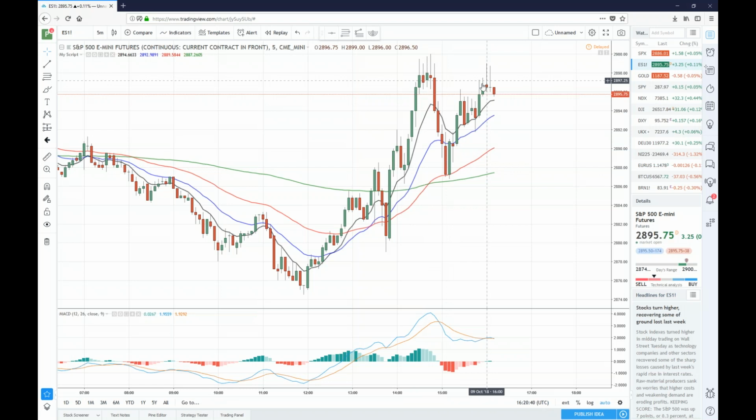And since then, rallied higher. Fanning pattern in those moving averages. This is pretty much what we're looking for. We want to see a trending environment.